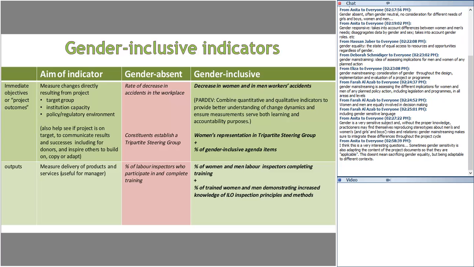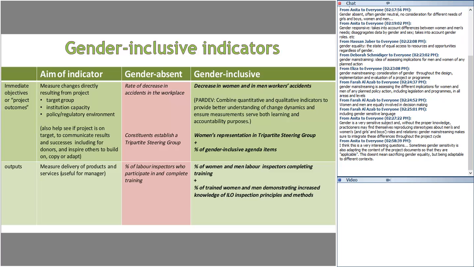Now, I've given you an example of a gender absent indicator: rate of decrease in accidents in the workplace. We see that all the time. I'm with the Gender Equality and Diversity ILO AIDS branch, and we review project proposals as part of the Pardev mechanism, and we see this often. That's not really going to show me information that will help me, because it doesn't reflect a gender responsive analysis based on sex disaggregated data, if I'm coming up with indicators like that.